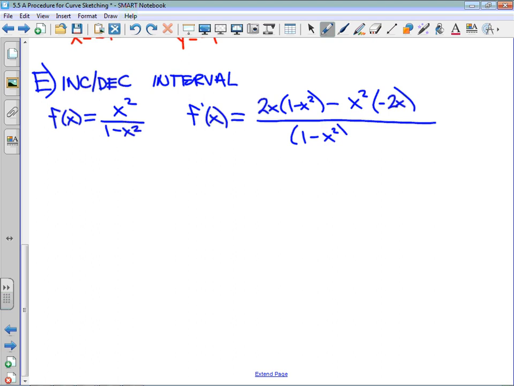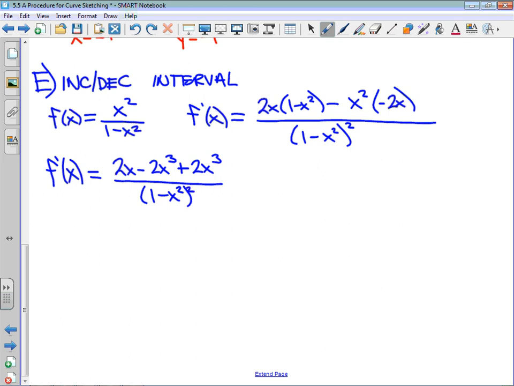Now, that is some pretty classic quotient rule. You have to practice that. You have to keep chipping away at it because we have to get pretty comfortable with that. We also have to be able to simplify it. So f prime of x, I'm going to distribute that first. I get 2x minus 2x cubed plus 2x cubed, all divided by 1 minus x squared squared. And then when I clean that up as much as possible, the 2x cubed terms are going to cancel. So I get f prime of x is 2x over 1 minus x squared squared.